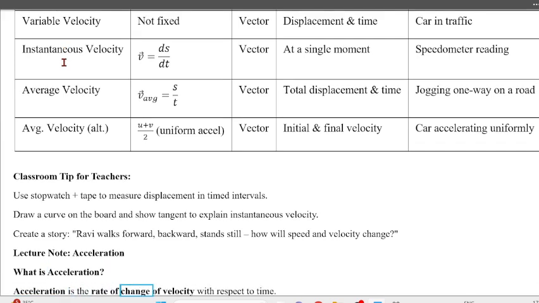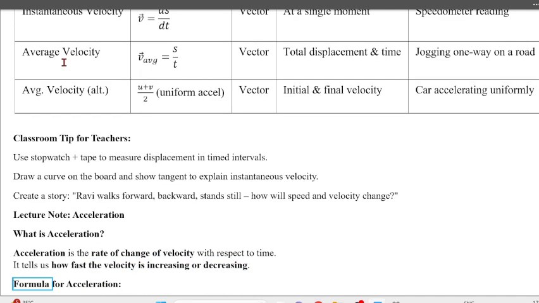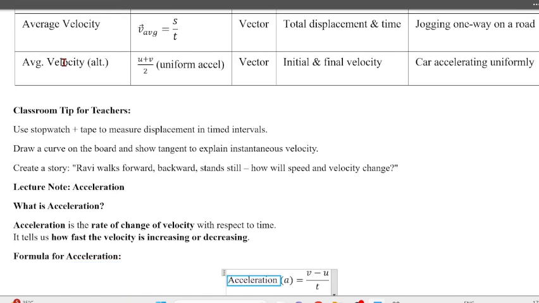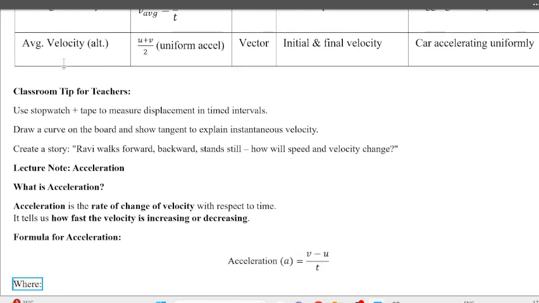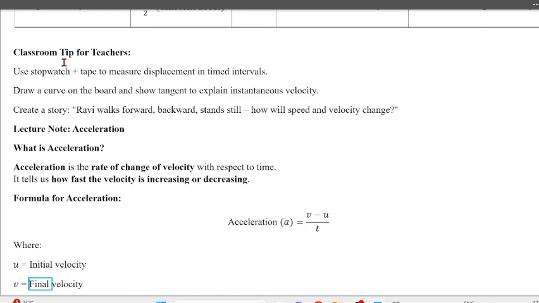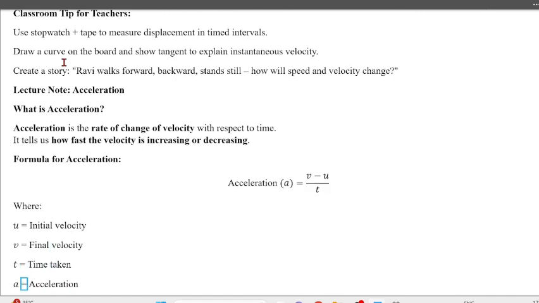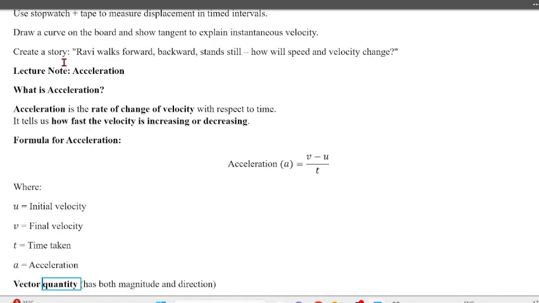Acceleration is the rate of change of velocity with respect to time. It tells us how fast the velocity is increasing or decreasing. Formula for acceleration: a equals (v minus u) over t, where u is the initial velocity, v is the final velocity, t is the time taken, and a is the acceleration. Acceleration is a vector quantity; it has both magnitude and direction.